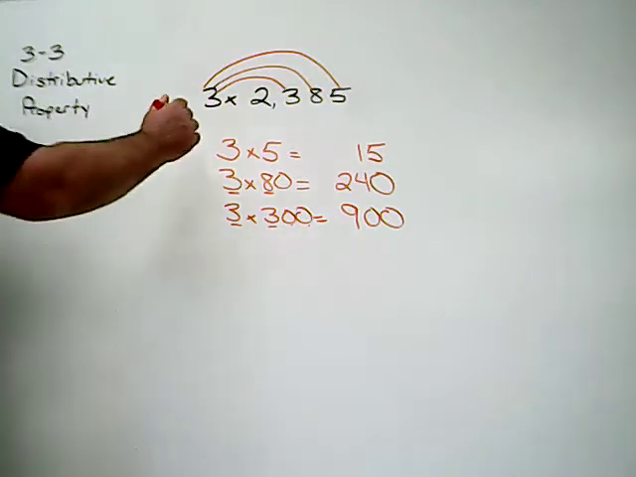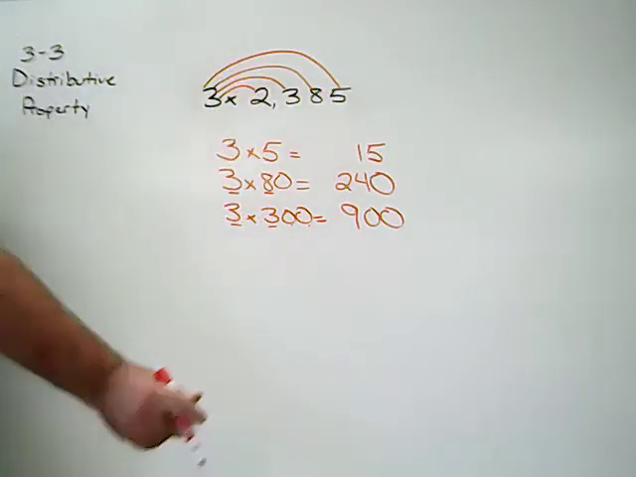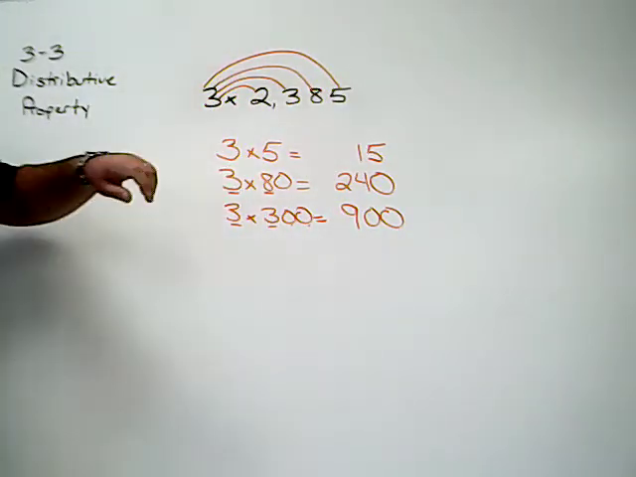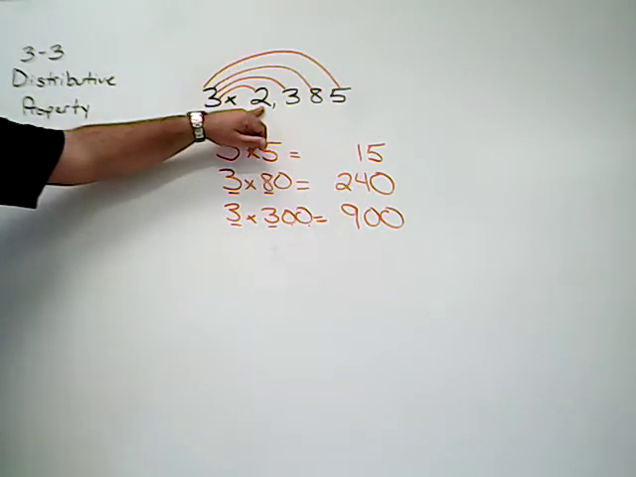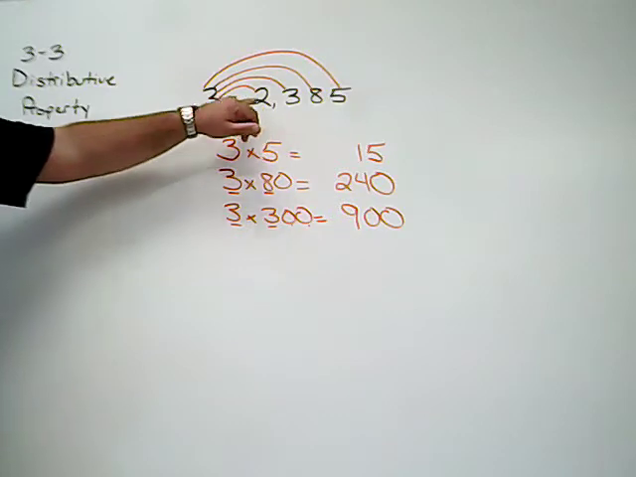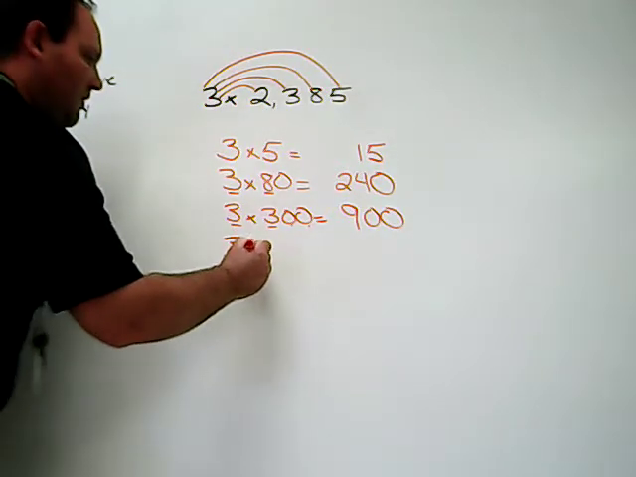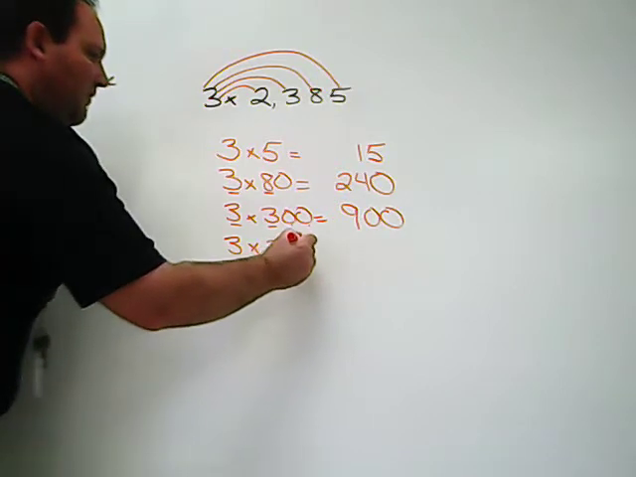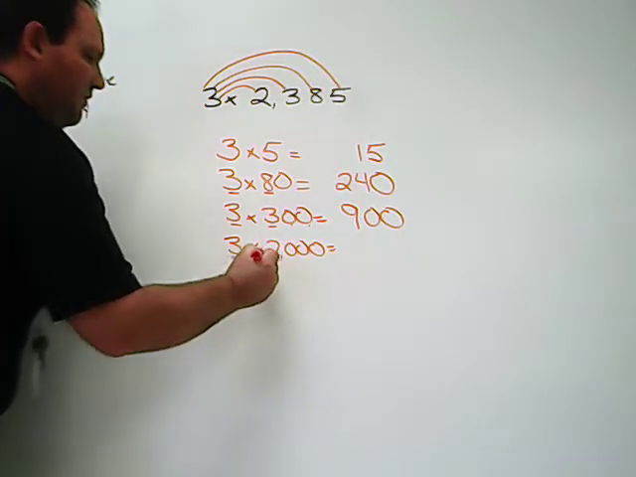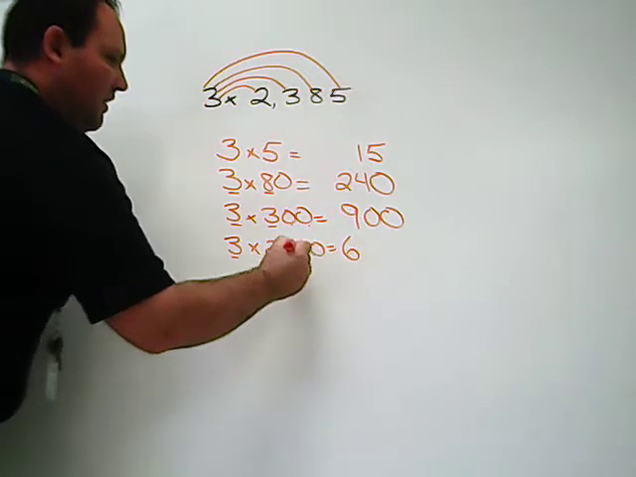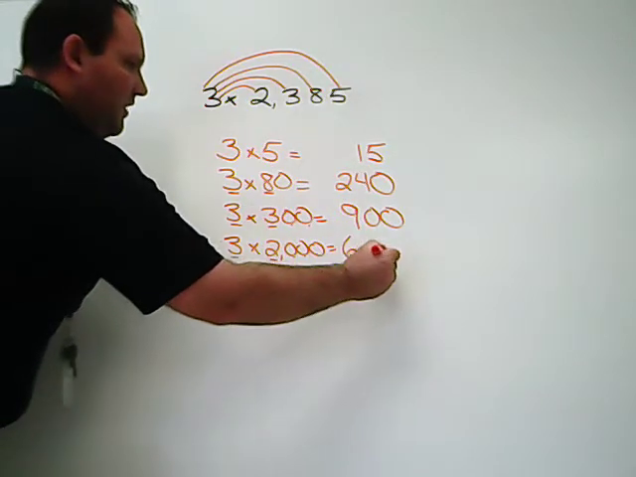Finally, the last step for this problem, my 3 is going to visit the 2. And you guessed it, this 2 does not really mean 2. Since it's in the thousands place, I'm counting by thousands 2 times. So this actually means 3 times 2,000. And that sets me up with a very basic fact of 3 times 2, which equals 6. And I have 1, 2, 3 zeros at the end.